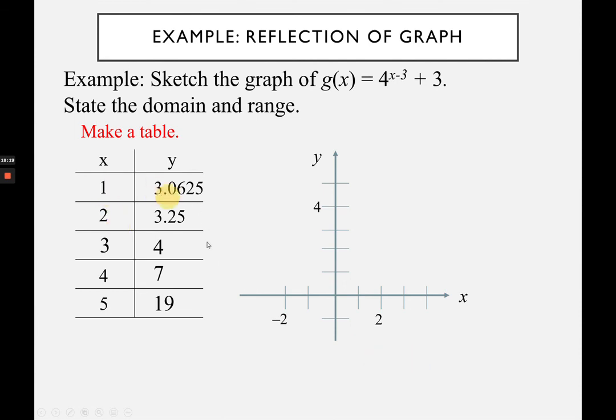At positive 1 it is 3.0625. 3.0625 is just above 3. And then if x is 2, it's 3.25, almost half. And if x is 3, it's going to be at 4. If x is 4, y is 7, it's actually up and away here. So just to graph the curve, here it is.